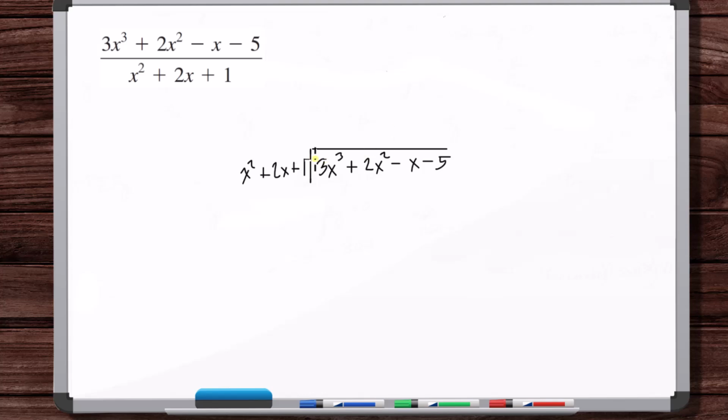All right, 3x cubed divided by x squared is 3x. Multiply 3x times the divisor. 3x cubed plus 6x squared plus 3x. Subtract these two terms. 2x squared minus 6x squared is minus 4x squared. Minus x minus 3x is minus 4x.